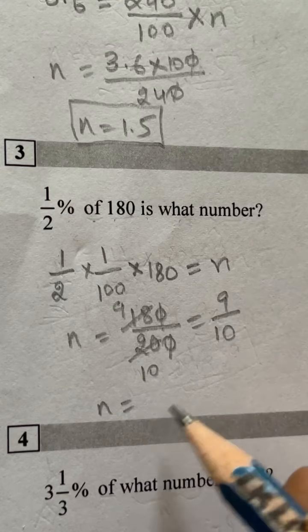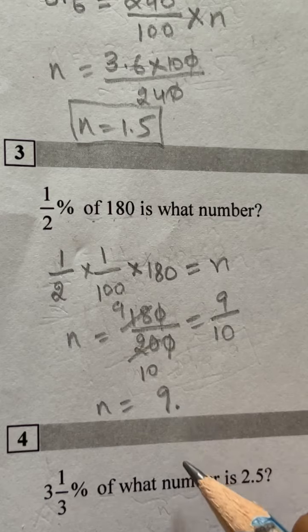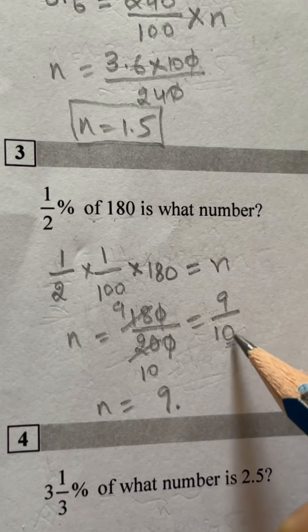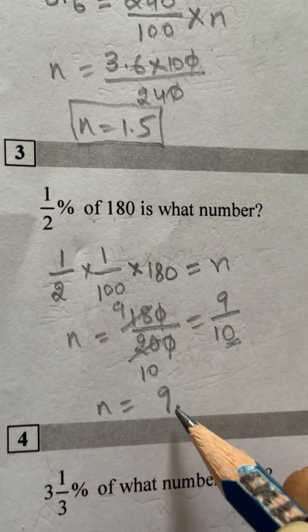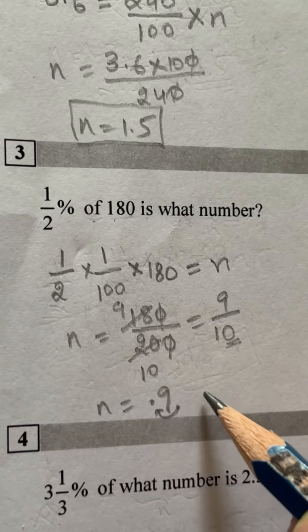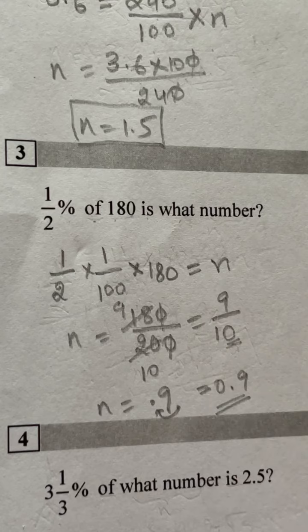You write the number as it is, put a decimal towards the right, and check how many zeros are there in the denominator. There's 1 zero, so move this decimal 1 slot towards the left. That is your answer. So n is equal to 0.9.